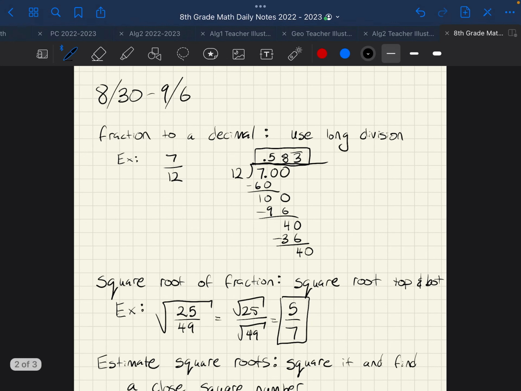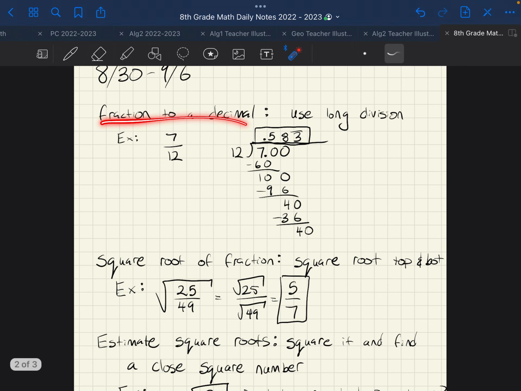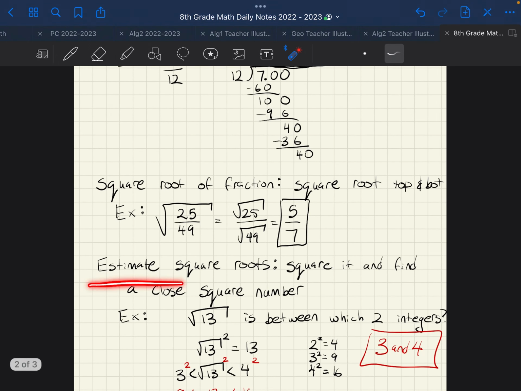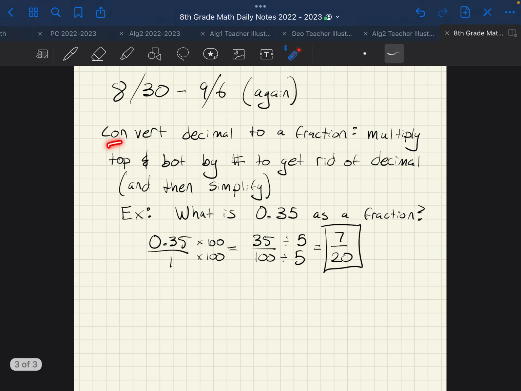So far in class we've covered a few things. Here are my quick notes. We know how to convert a fraction into a decimal. We know how to take the square root of a fraction. We know how to estimate square roots, like in between what two whole numbers. And we also know how to convert a decimal into a fraction. I haven't taught you any of that. That's just review at this point.